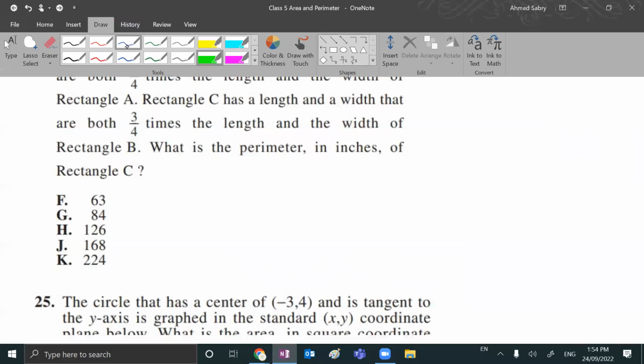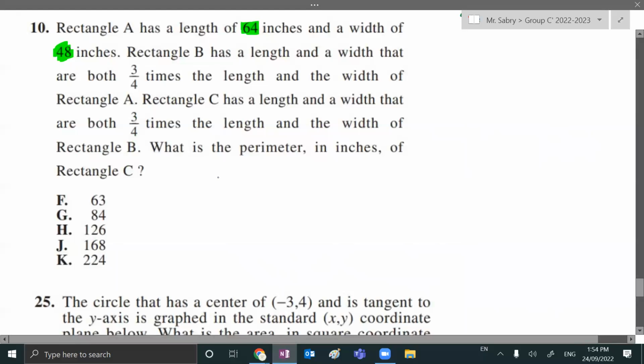I'll keep doing them one by one. So A, B and C. It's important to organize things, okay? I had here 64 and 48. So this one will be what? 3 over 4 times 64 and 3 over 4 times 48. Can someone calculate them please? Just tell me the numbers.